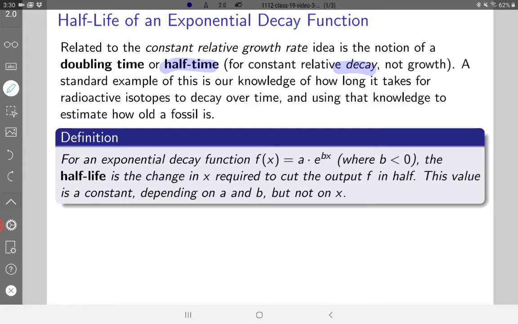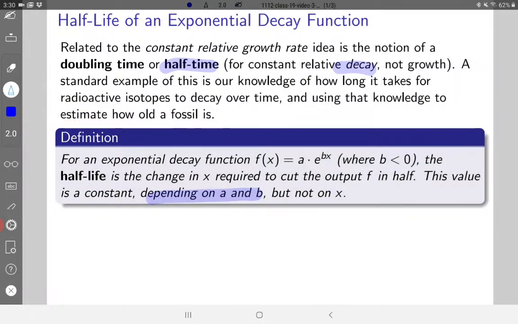And this value depends on only the constants a and b that are in the function, and not the actual value of the function or the input x. It's inherent to the function itself. It doesn't matter where you are along the curve. The change in x required to make the output half as big is going to be the same constant value.